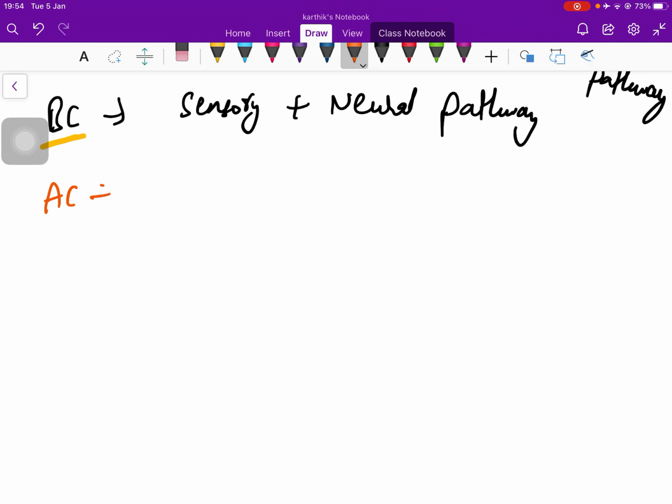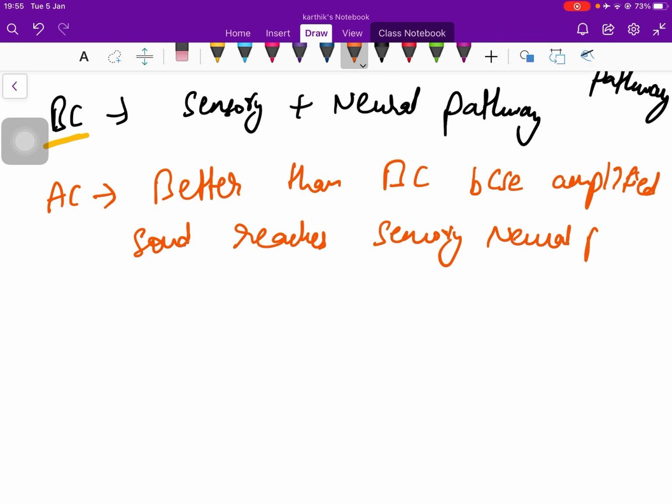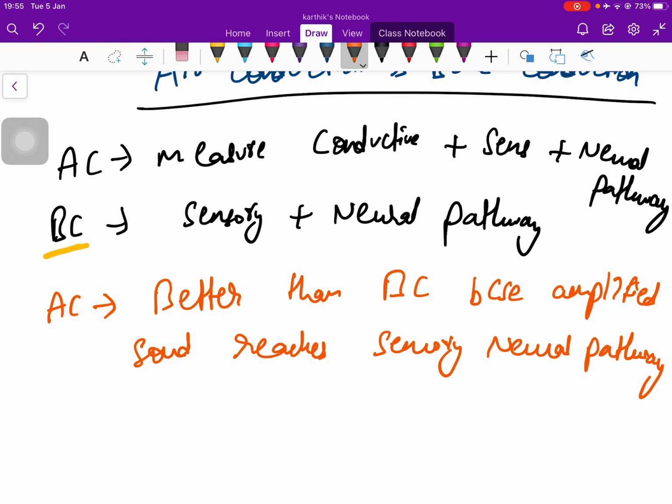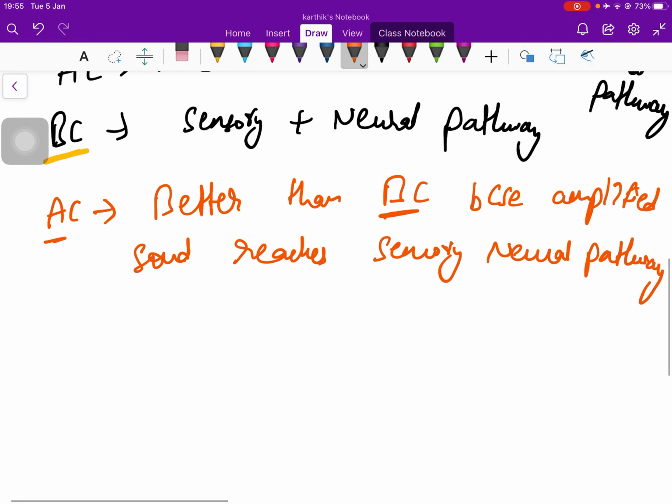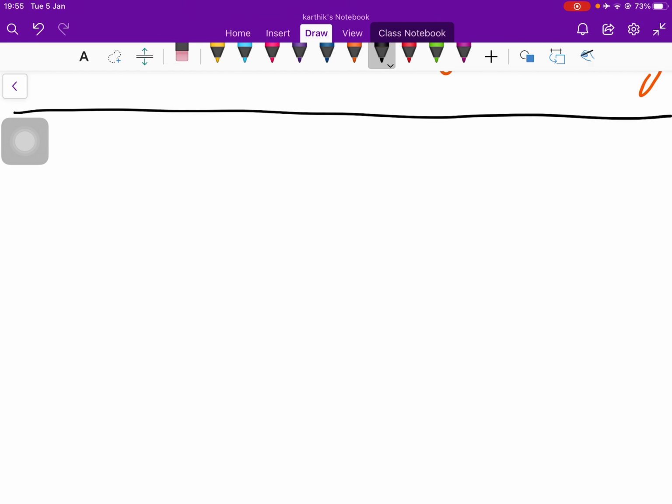Now tell me, which is better heard? Air conduction is always better than bone conduction because amplified sound reaches the sensorineural pathway. This amplification is done by the middle ear. That's why air conduction is normally always better than bone conduction. Now, coming back to the tests. This is the main part of this video.